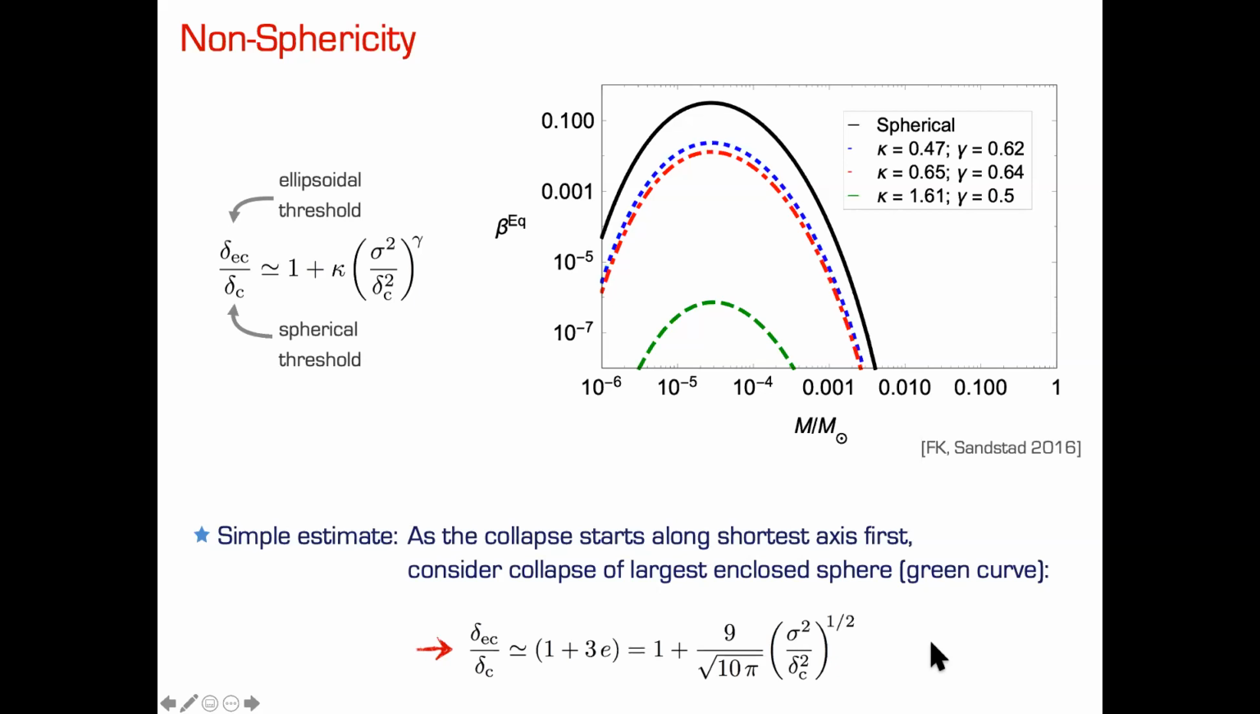Here's the fraction of primordial black holes as a function of mass, and you can see the green is from some specific model, which has non-sphericities as opposed to the spherical case, to suppress it quite a bit.